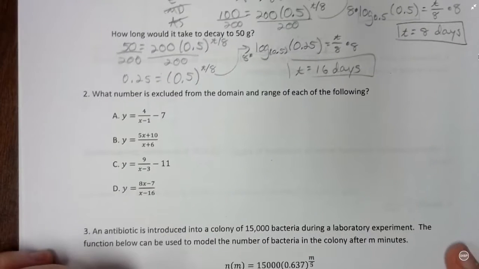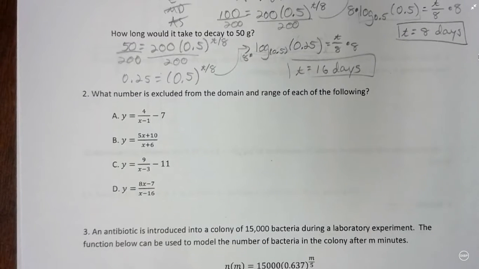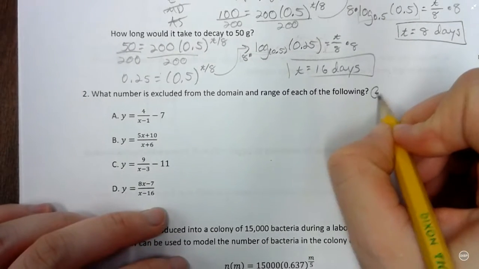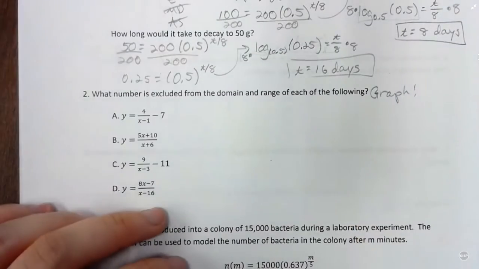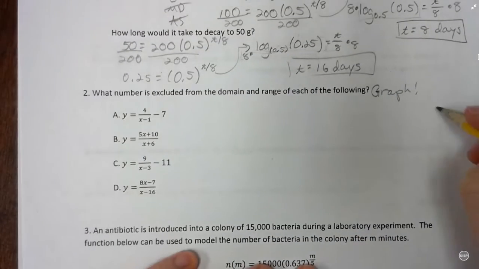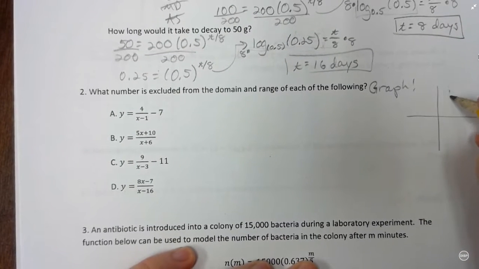All right, number 2. What is excluded from the domain and range of each of the following? If you don't remember your transformations very well, I would suggest graphing these. So these are all rational functions. So graph these. They're all rational functions. So when you're looking for exclusions, you're looking for asymptotes.